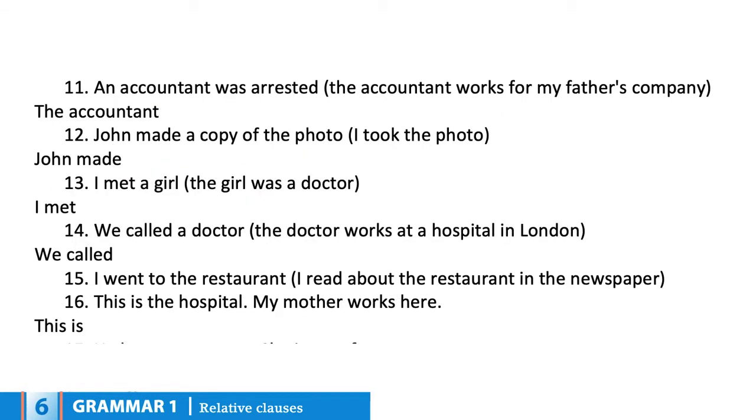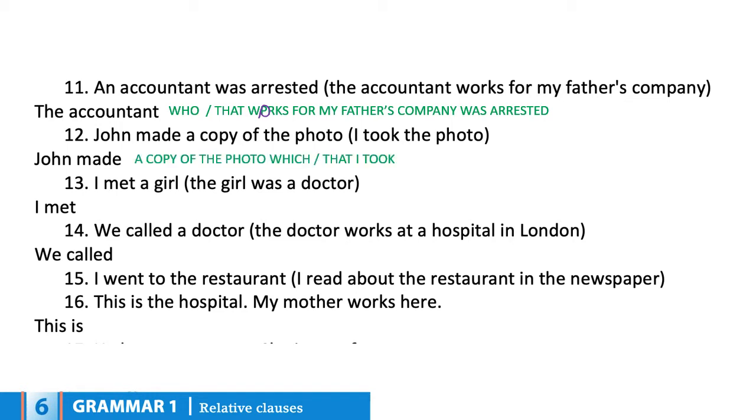Number 11, an accountant was arrested. The accountant works for my father's company. So the accountant who works. What's wrong here? Works. The accountant who works for my father's company was arrested. Number 12, John made a copy of the photo. I took the photo. So John made a copy of the photo. What photo? We're talking about the photo that I took.